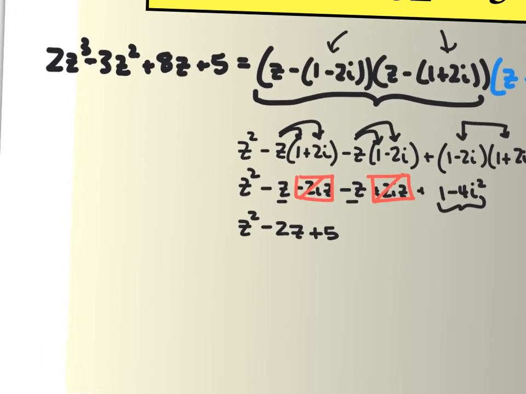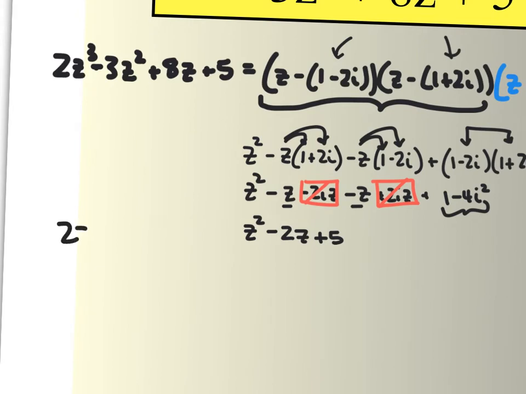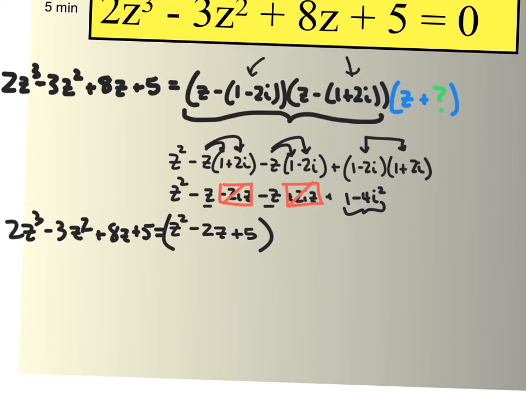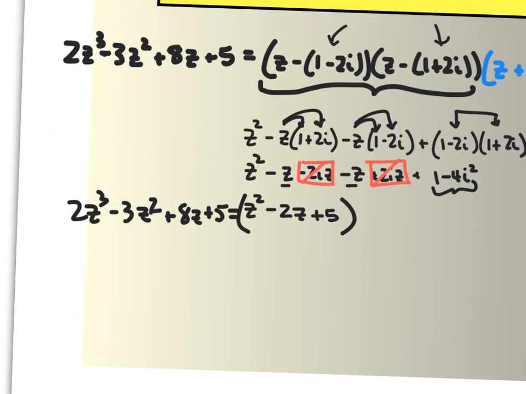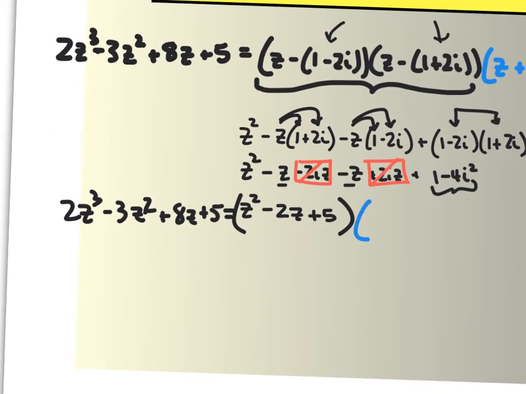Okay, so let's back it up a second. 2z cubed minus 3z squared plus 8z plus 5 is equal to z squared minus 2z plus 5 times something. That something would have to be a z, and in order for us to get 5, it would be 5 times 1. So this is the factored form of that trinomial.